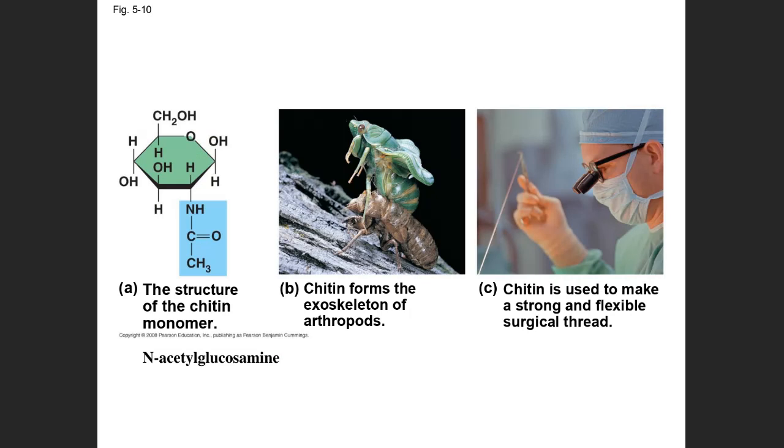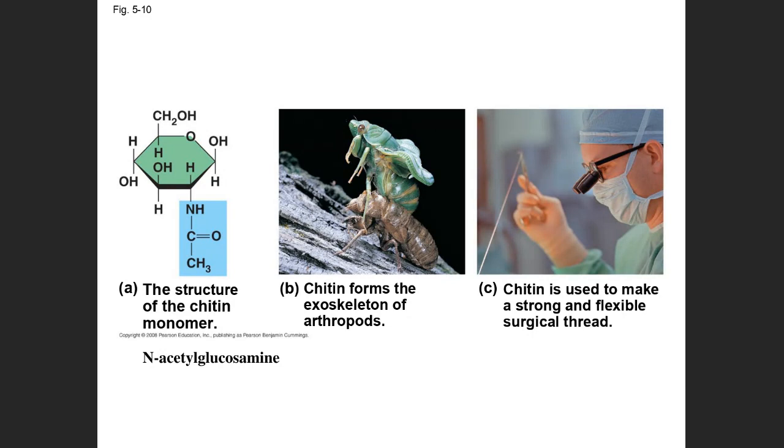Now, insects and fungi. Insects have an exoskeleton, the outer skeleton, and fungi have cell walls, but they're made of chitin. And so chitin does involve a sugar and an amine. And so we call this N-acetylglucosamine. And so this is what chitin is made out of.